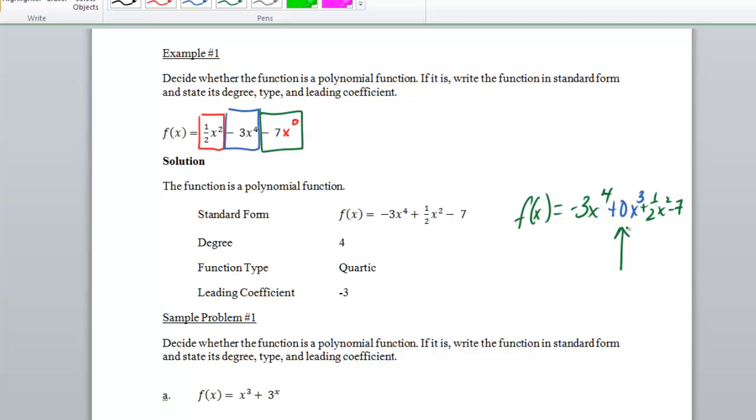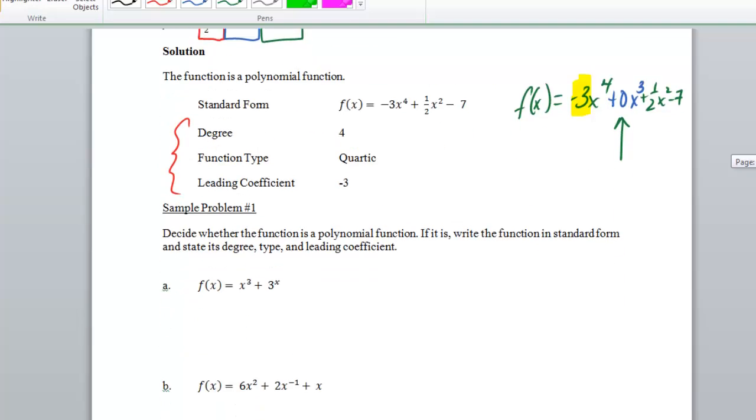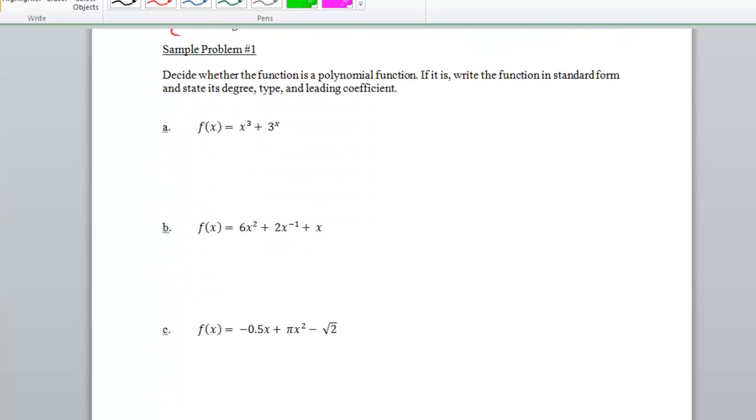So the degree is still 4, even though you don't see 4 exponents, but the highest exponent value is a 4. Since it's a 4th degree polynomial, that function type is called a quartic, and the coefficient that is going with the degree variable is -3, so that is the leading coefficient. Before you can identify any of these parts, you must put it in standard form. So let's take a look at some examples. If you haven't had a chance to work sample problem 1 yet, parts A, B, and C, go ahead and take a second to do that and then come back and see the solutions.